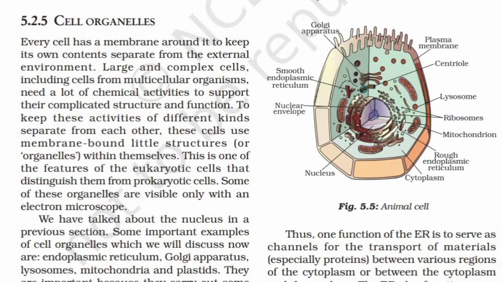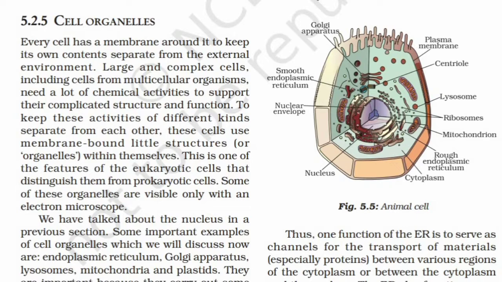These different activities of different kinds are kept separate from each other because of these little structures called organelles. This is one of the features of eukaryotic cells that distinguish them from prokaryotic cells. We saw prokaryotic cells do not have a proper nucleus. Eukaryotic cells have a nucleus. So this is one of the important features of eukaryotic cells.